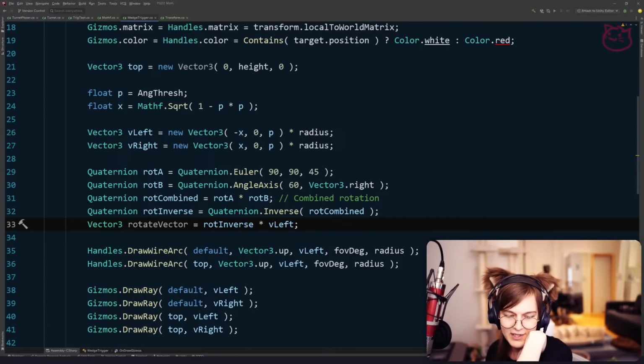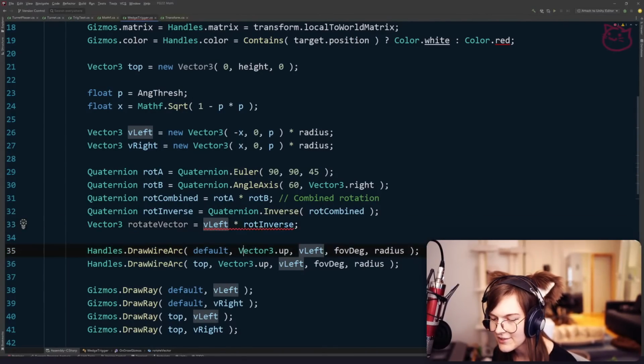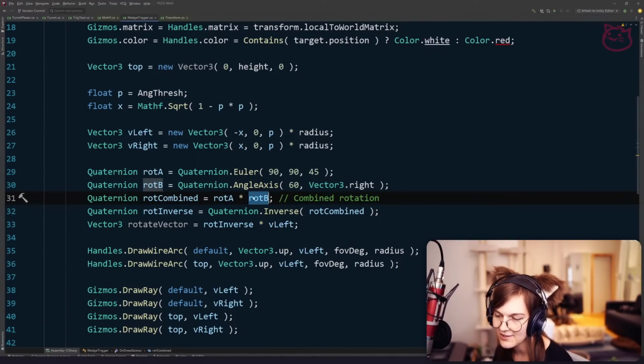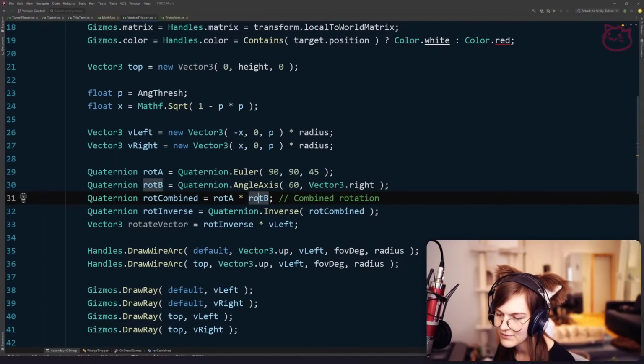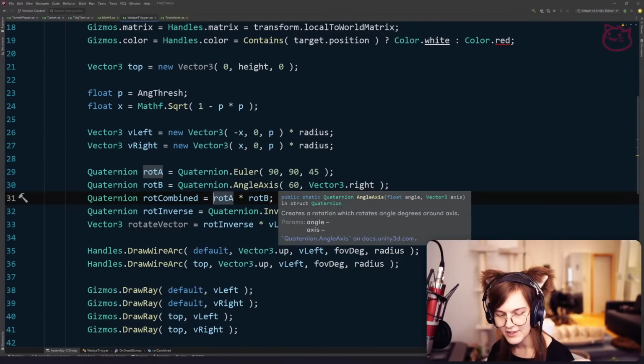Is Q multiplied by V the same as V multiplied by Q? No, because a vector times a quaternion is not valid. And so you have to do it in this order. When it comes to multiplying rotations, A times B is different from B times A. So compositing rotations like this is order dependent. In other words, it's non-commutative. So you can kind of intuit that.